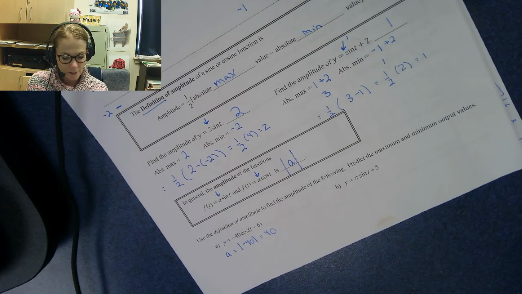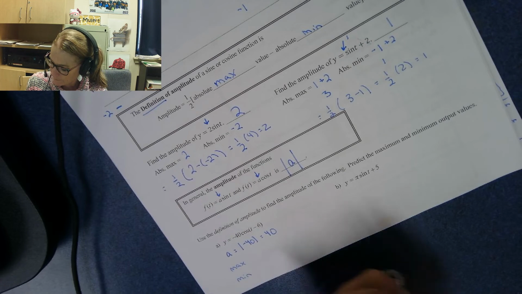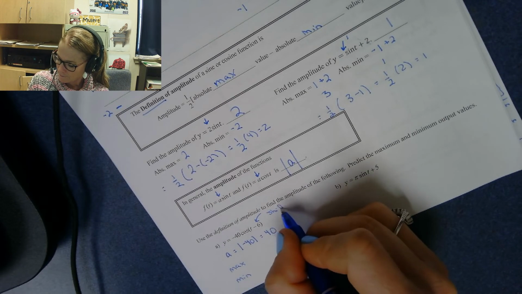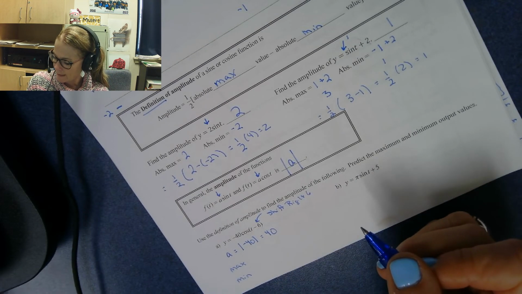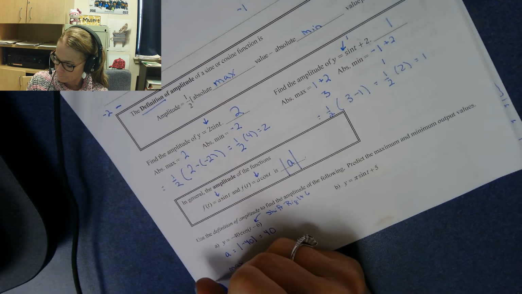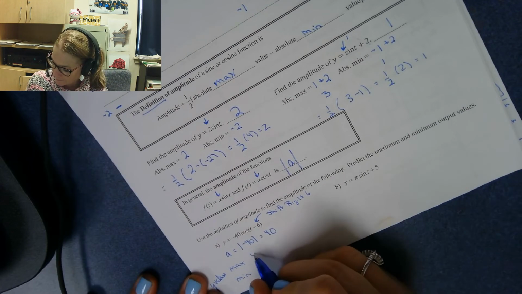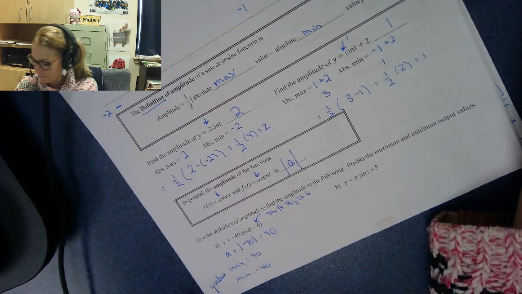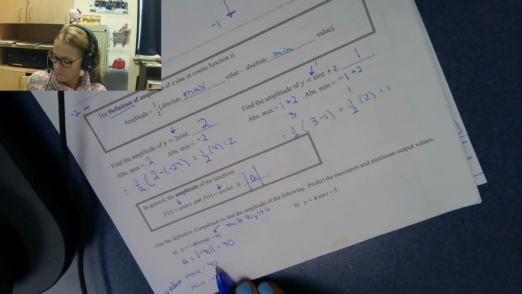All right, and so predict the maximum and minimum output values. So max value, these are your y values. Okay, so this is going to be a shift right 6. So in terms of max and min y values, I don't care about that 6. So the max y is going to be 40, and the min y is going to be -40. Max y 40, min y -40.